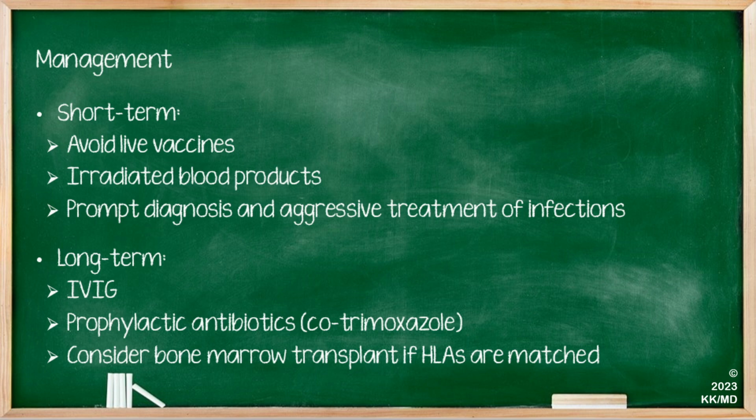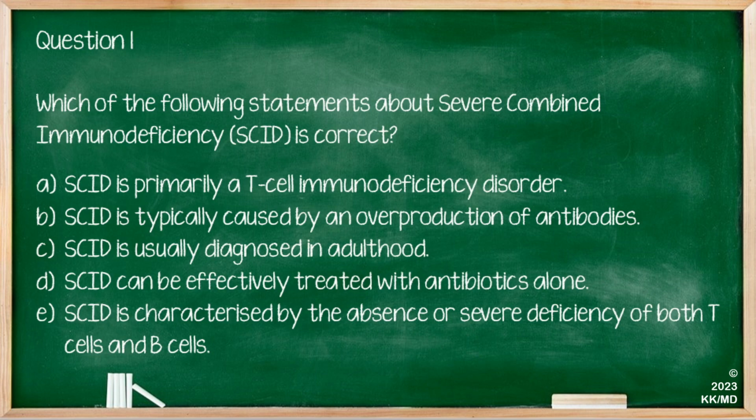In terms of long-term management, the pillars of management really are intravenous immunoglobulins or IVIG and prophylactic antibiotics, mostly cotrimoxazole in the UK. Sometimes you could consider bone marrow transplantation if HLAs are matched. However, this is something that is extremely unlikely to be expected in depth from you when you're sitting your membership exams. So let's do some questions.